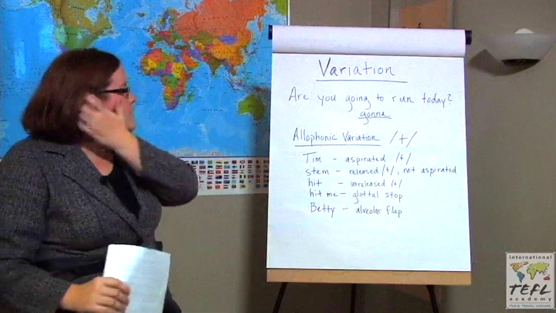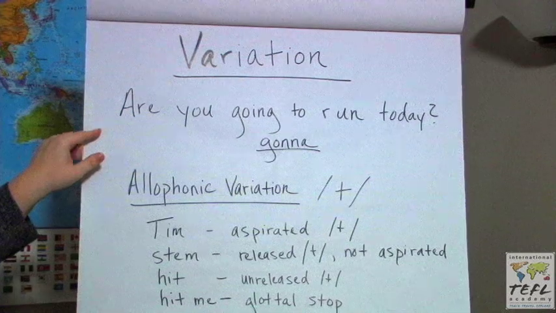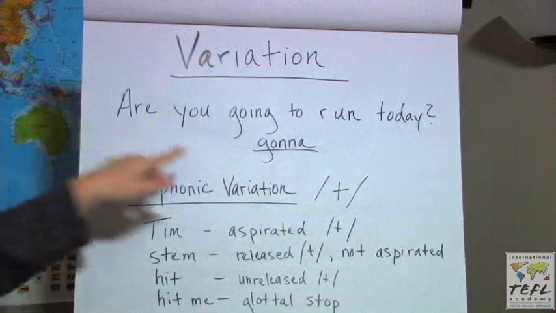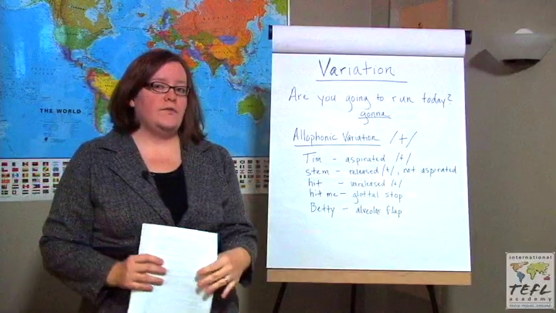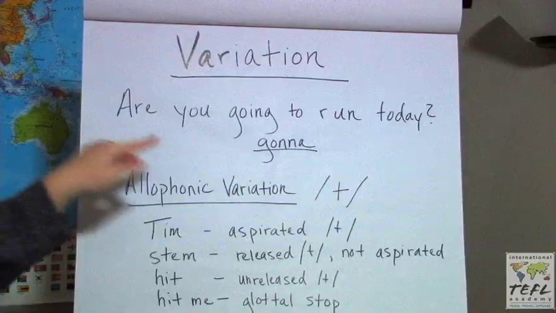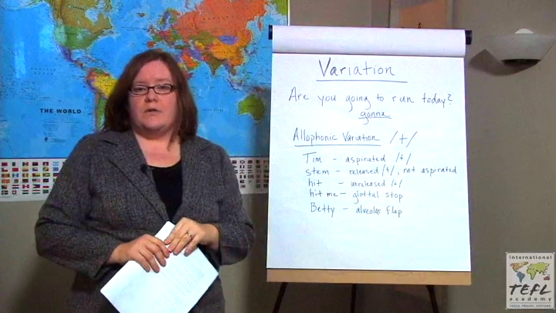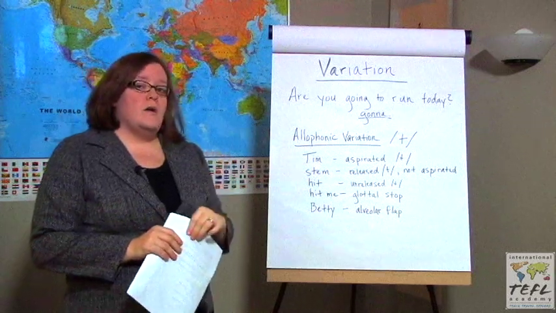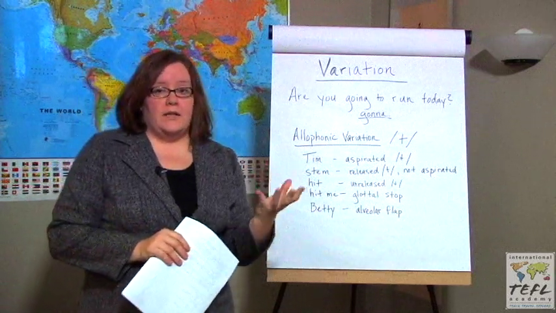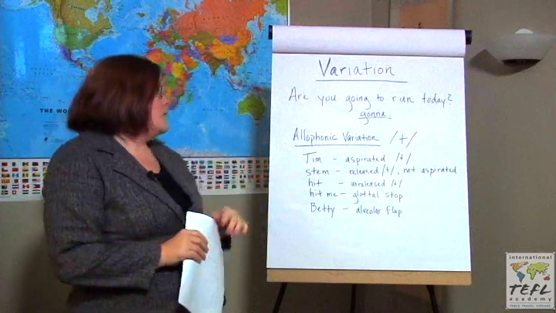So first, let's talk about sentence level variation. This sentence, are you going to run today? This is how we would read it out loud from a text. But if you were talking to a friend on the street, you would say, are you gonna run today? So that's an example of sentence level variation where students will want to know not only how to pronounce it differently in different situations, but also how to listen differently.